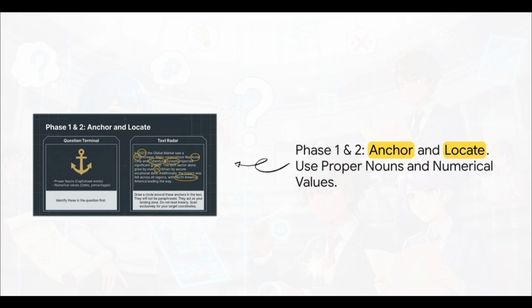Okay, let's get into the first 2 phases, anchor and locate. First, you got to set your anchor. What does that mean? Well, you read the question and you pull out the keywords that can't be changed. I'm talking about proper nouns, names of people or companies, and numbers like dates or statistics. Once you have that anchor, you move to phase 2, locate. You scan the passage for that one specific word or number. You're not reading for meaning yet, you're just looking for your coordinates, your landing zone in the text.